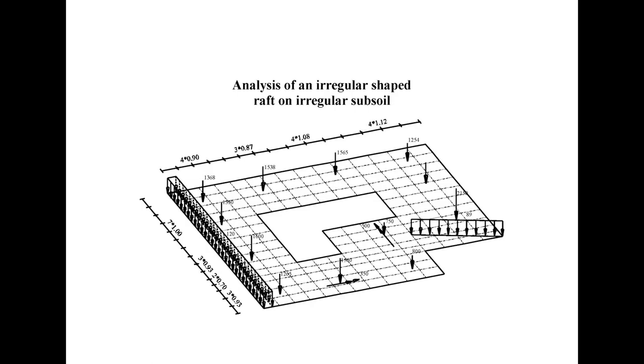Analysis of an irregular shaped raft on irregular subsoil. An example of an irregular shaped raft on irregular subsoil is selected to illustrate some of the essential features of ELPLA for analyzing rafts. In this example, we have different grid intervals as shown in this figure.